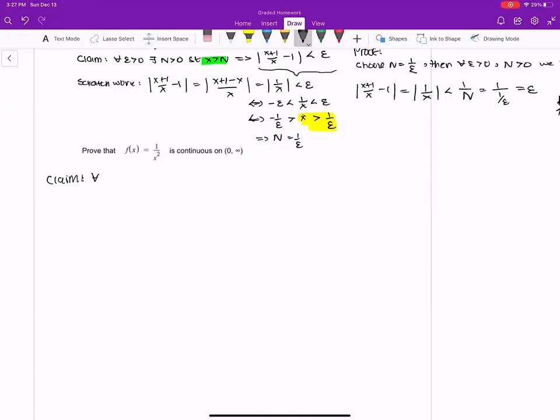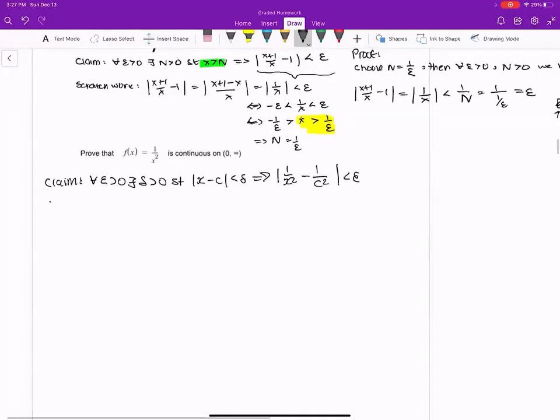So for all epsilon greater than 0, there exists delta greater than 0 such that absolute value of x minus c is less than delta implies absolute value of 1 over x squared minus 1 over c squared is less than epsilon. Okay, let's go on to the scratch work.